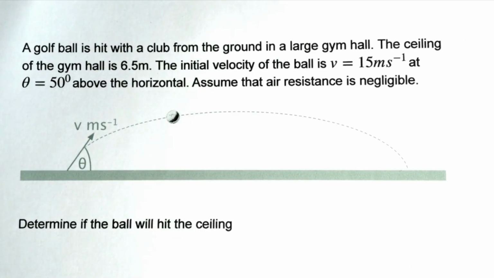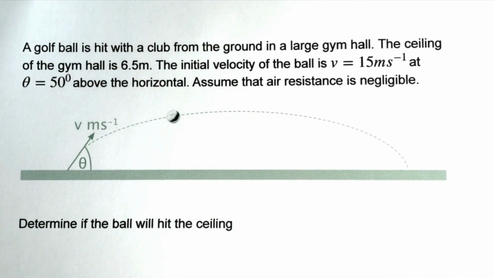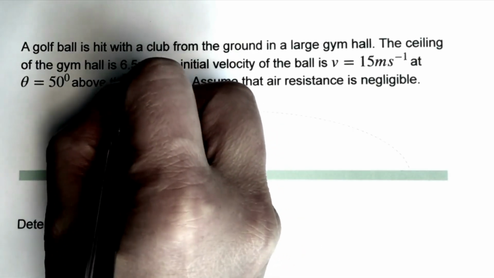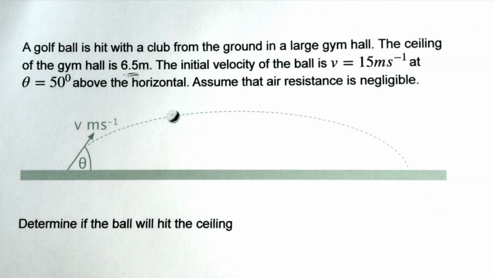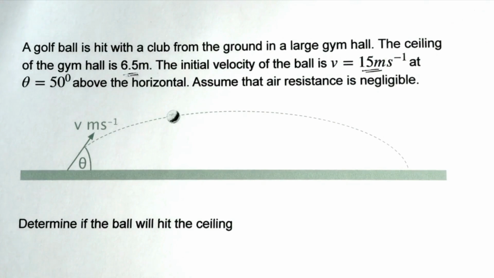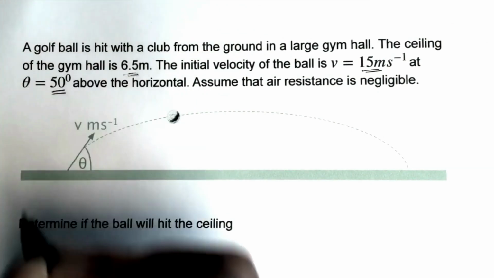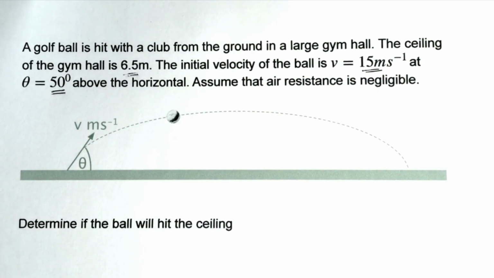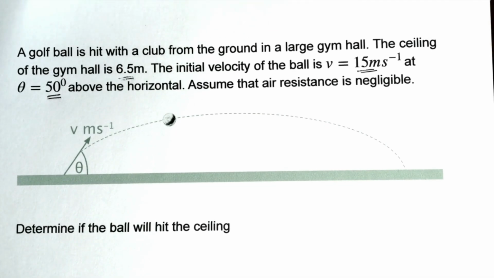A typical example of an IB exam style question. A golf ball is hit with a club from ground in a large gym hall. The ceiling of the gym hall is 6.5 metres. The initial velocity of the ball is v equals 15 metres per second at 50 degrees above the horizontal. Assume the air resistance is negligible. Determine if the ball will hit the ceiling.